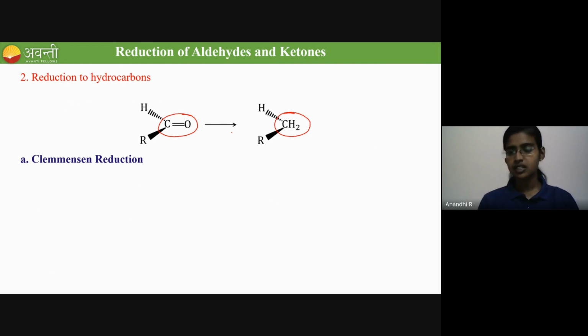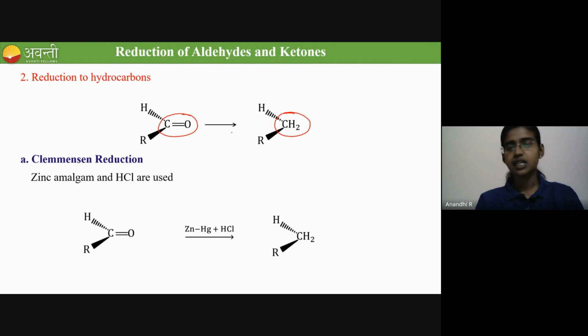First one is Clemmensen reduction. Second one is Wolff-Kishner reduction. Moving on to the Clemmensen reduction, zinc amalgam and HCl are used. Zinc amalgam is nothing but the zinc mercury part, and with HCl, the CO group is getting converted to CH2. Just note down this reagent alone. This is the Clemmensen reagent. The reactant and product conversion is the same for both. You just need to remember the reagent alone for Clemmensen.